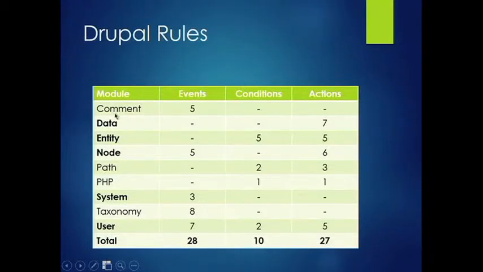There are events, conditions and actions for the comment, data, entity, node, path, PHP, system, taxonomy and user modules. Out of these, when you enable Rules, you automatically get user, system, node, entity and data. And the others will appear when you enable the modules.